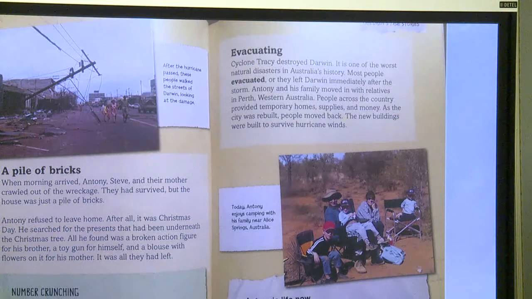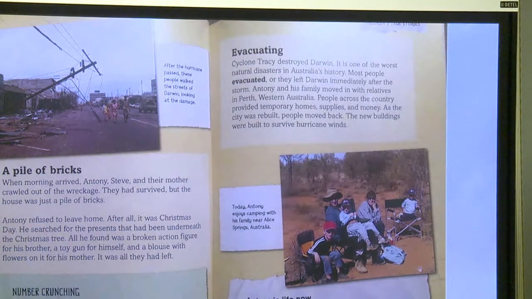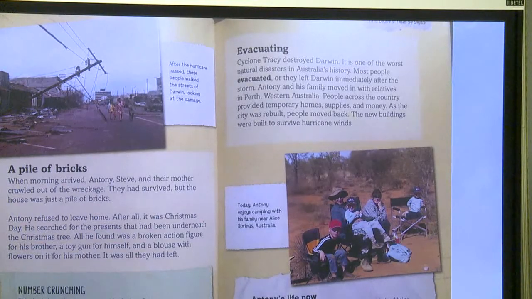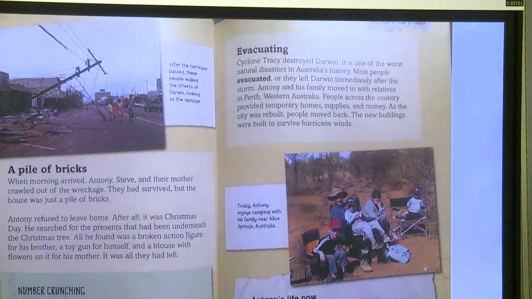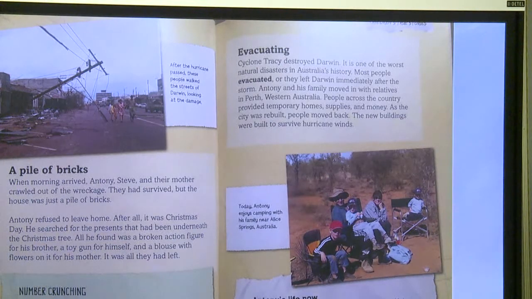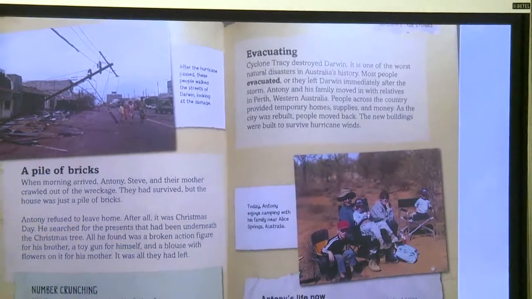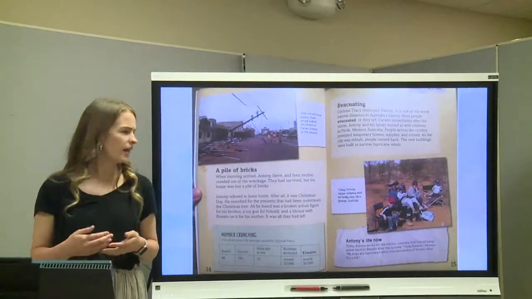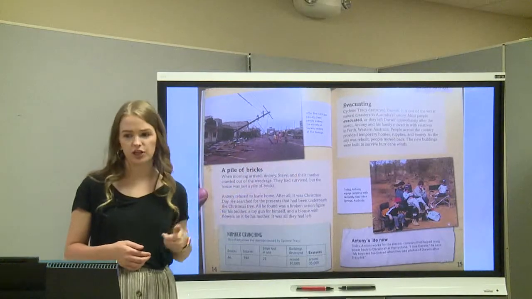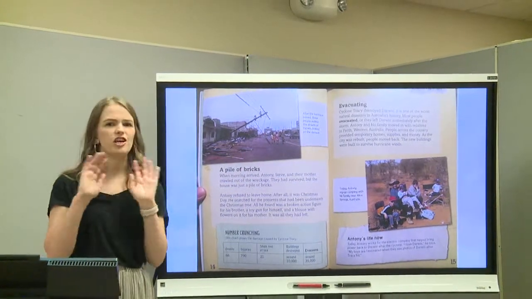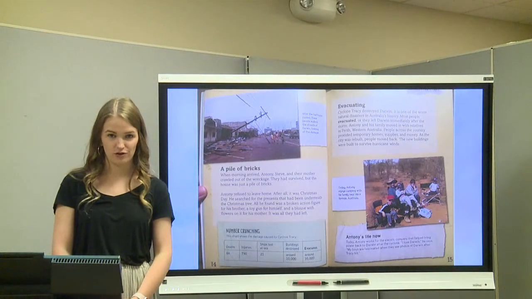Now I see a picture here. It looks like a man, his wife, and 3 boys. Our caption says, today, Antony enjoys camping with his friends near Alice Springs, Australia. Wow, so this picture is actually of Antony and his family. This caption helps me understand that that's of Antony. If the caption weren't there, then I would have no idea who the people in that picture were.